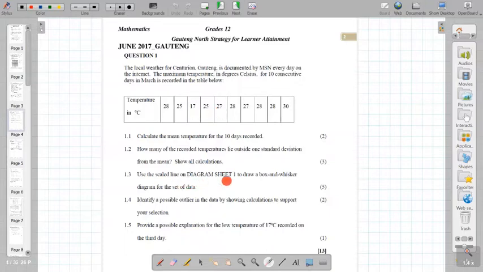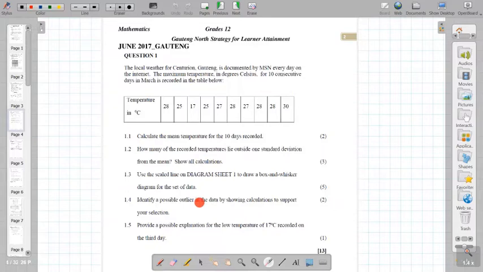Now use the scaled line. So draw a box and whisker. You see, there's a scaled number line given. That will help us to draw a scaled box and whisker. And the next one asks for a possible outlier, showing the calculations.